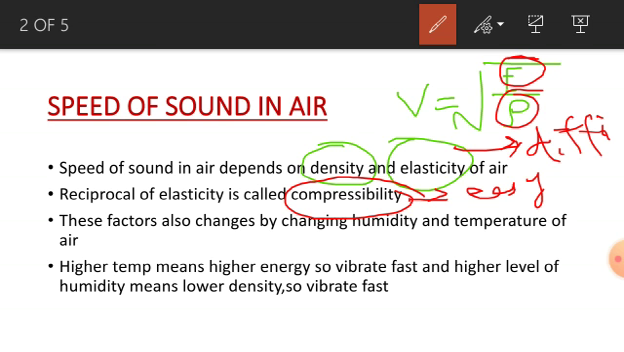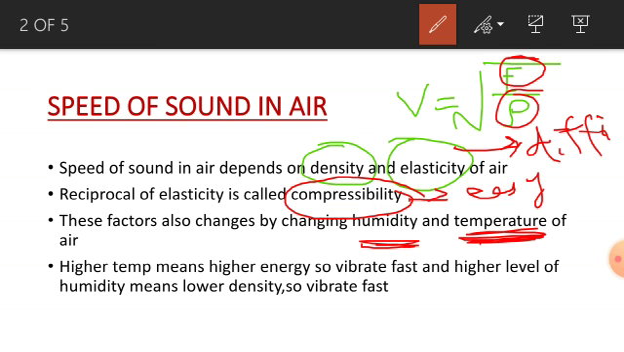These factors like density and elasticity also change by changing the humidity and the temperature of the air. So by increasing the temperature of air, the molecules of air start vibrating fast, and due to which speed of sound increases. So by increasing temperature of air, speed of sound also increases.